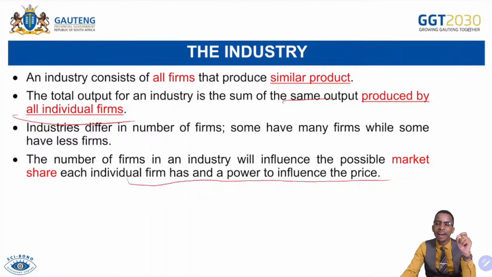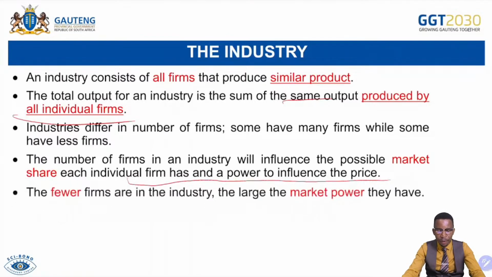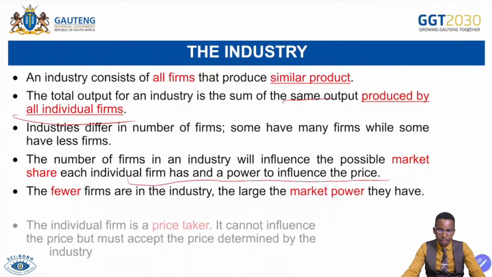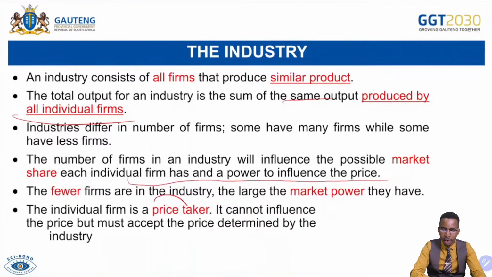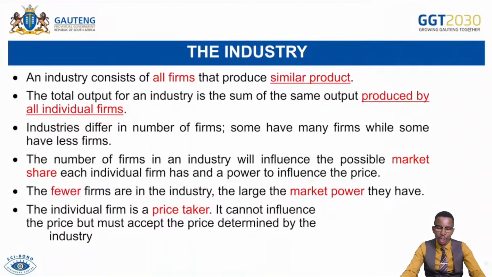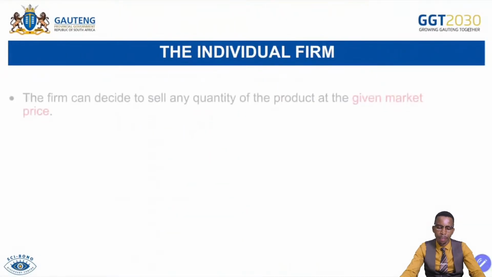But if firms are few, like in the oligopoly or the monopoly, under monopoly, one firm influences the price. Under oligopoly, those few or dominant firms will influence the price. The fewer firms in the industry, the larger the market power they have, like in the oligopoly. The individual firm in perfect market is the price taker, cannot influence the price, but must accept the price determined by the industry through the market forces, demand and supply.